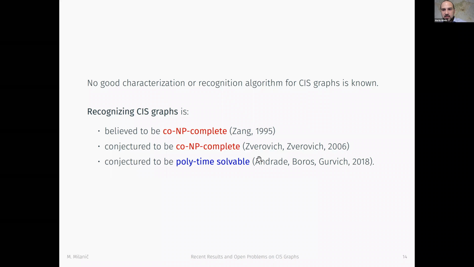But interestingly, Andrade, Boros, and Gurvich conjectured that the problem might actually be polynomial-time solvable, with some complicated decomposition algorithm that might exist. For example, the class of perfect graphs, we will say more about it later, is also recognizable in polynomial time through a complicated decomposition theorem. So this is an open question, and you see that conjectured answers were even going in opposite directions. So I believe it's a very interesting question.